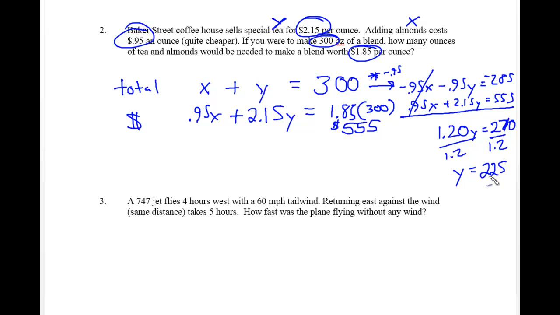It's just that it's not all tea anymore because we're going to make 300 ounces, 225 in tea, and I can mentally figure out that x is going to be 75 because 75 and 225 equal 300. So therefore my x plus y equals 300. So I have 75 ounces of almonds I'm adding to 225 ounces of tea to make 300 ounces or $555 worth of coffee house blend, which is a lot cheaper than using just straight tea. So that's why this mixture equation was brought out for us.